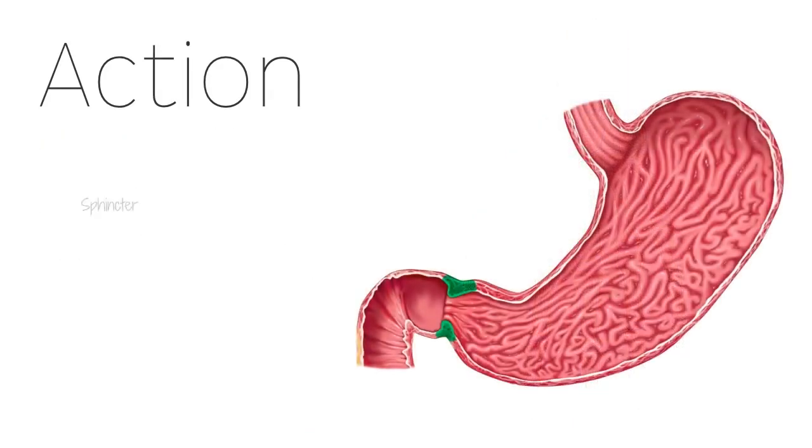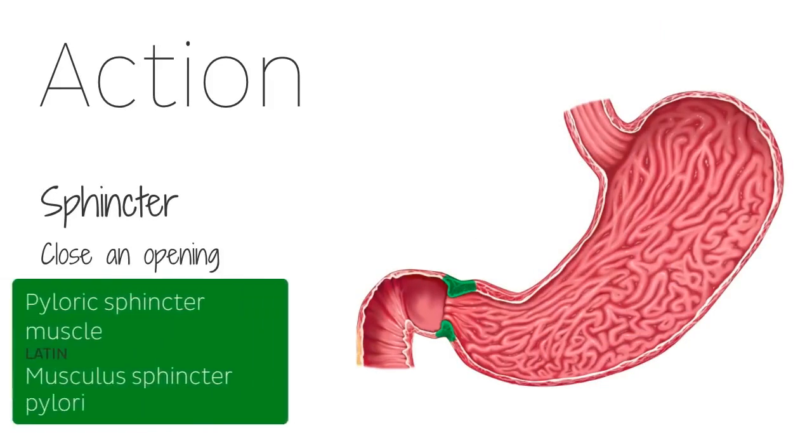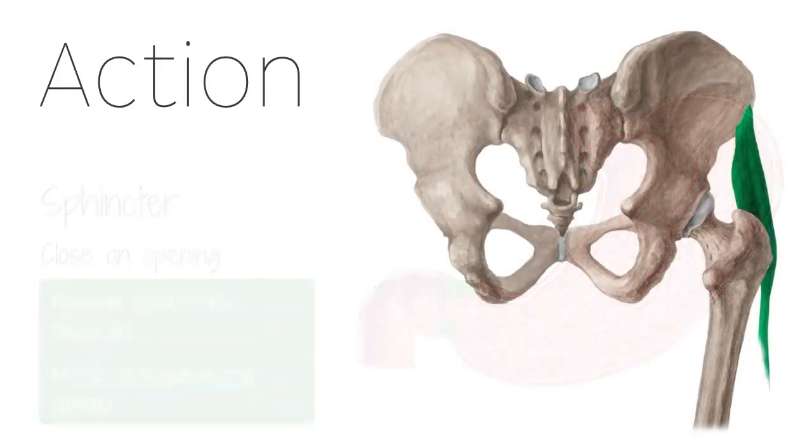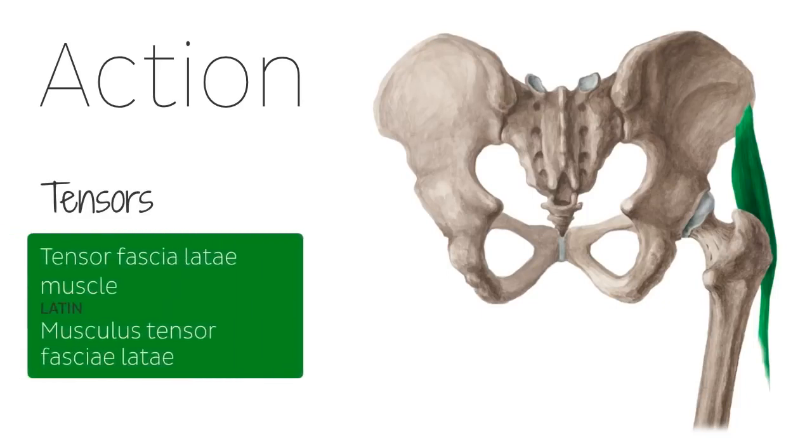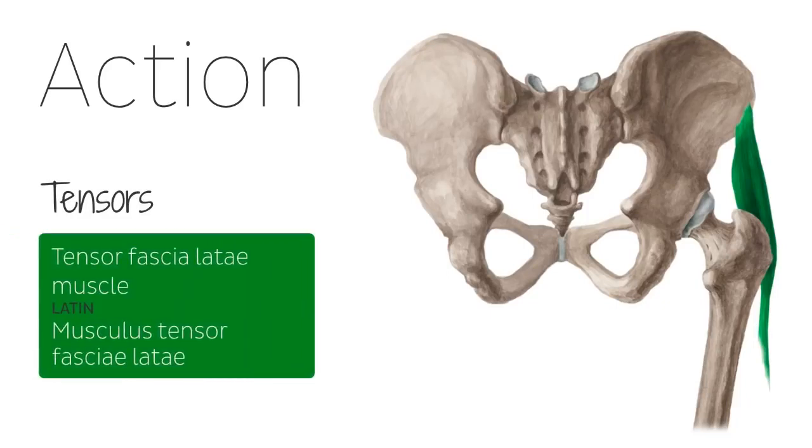The term sphincter is used for muscles that close an opening, for example, the pyloric sphincter muscle. Finally, tensors describe muscles that tighten or make something rigid, like the tensor fascia lata muscle, which sustains tension of the iliotibial tract.